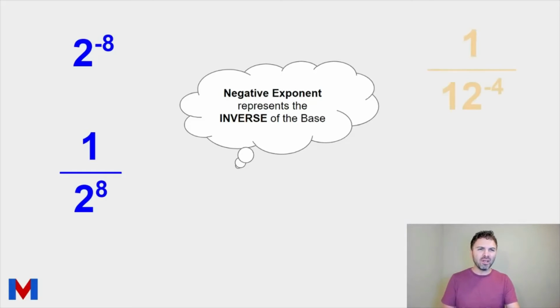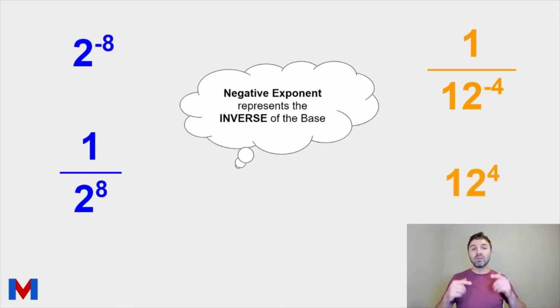But what if that negative exponent's in the denominator? Well, take the inverse, so we're going to flip it. 1 over 12 to the negative fourth becomes 12 to the fourth, because that 12 to the fourth is really 12 to the fourth over 1. But we just don't put divided by 1 because it doesn't change anything. Now we're going to use this and start looking at 0.